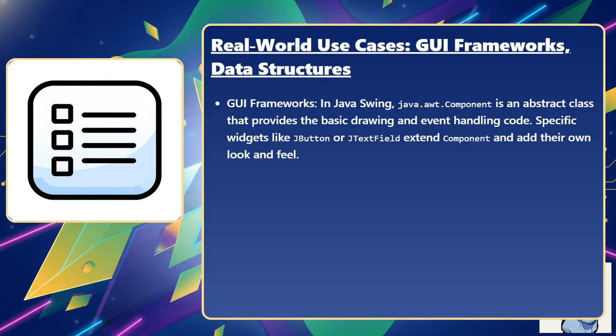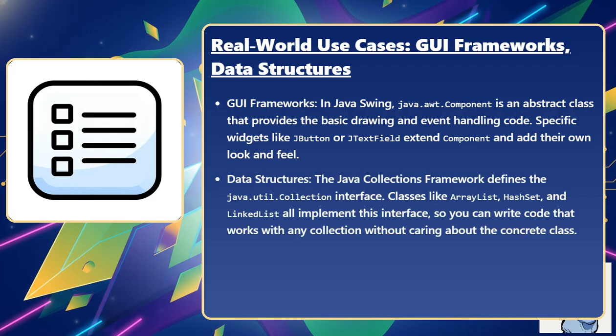GUI frameworks. In Java Swing, java.awt.Component is an abstract class that provides the basic drawing and event handling code. Specific widgets like JButton or JTextField extend Component and add their own look and feel. Data structures. The Java Collections framework defines the java.util.Collection interface. Classes like ArrayList, HashSet, and LinkedList all implement this interface, so you can write code that works with any collection without caring about the concrete class.